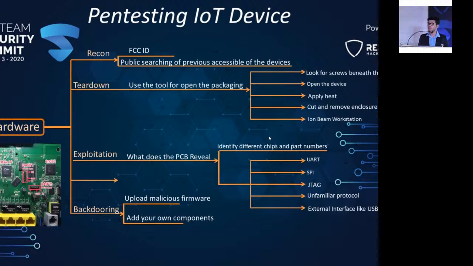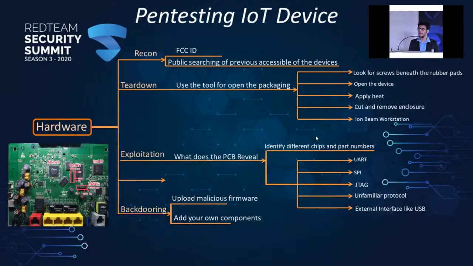And the second thing you have to do is find the UART port. Like on the image you can see the UART port, SPI port, JTAG port, maybe some unfamiliar port protocols can be there, as well as external interfaces like USB. So basically these are the five communication ports. Through those communication ports you can try to get the data from your hardware, from your device, from your chip. So these are the five main protocols used while we communicate with the device.